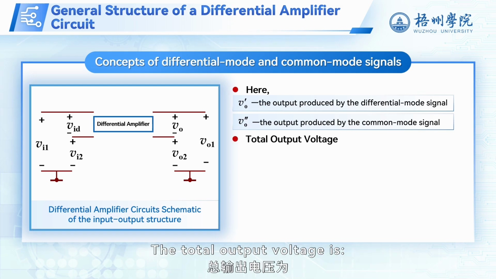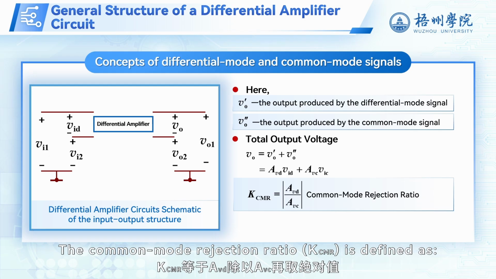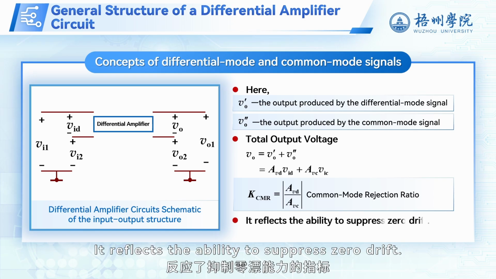The total output voltage is VO equals VO prime plus VO double prime equals A_VD times V_ID plus A_VC times V_IC. The common mode rejection ratio, K_CMR, is defined as K_CMR equals the absolute value of A_VD divided by A_VC. It reflects the ability to suppress zero drift.